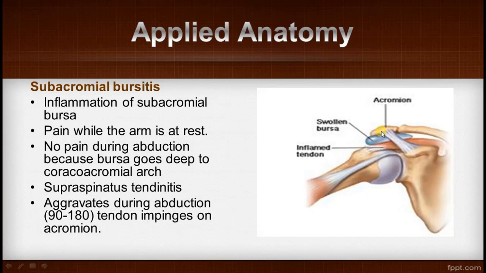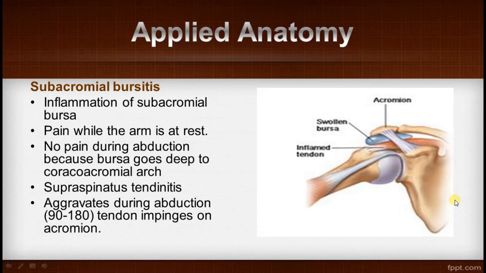So the difference between subacromial bursitis and supraspinatus tendinitis is, in the first case, there will be pain when the arm is at rest. In the second case, in supraspinatus tendinitis, there will be pain when the arm starts abduction, and especially as you increase the abduction, mainly from 90 degrees to the overhead abduction, the tendon impinges over the acromion process.